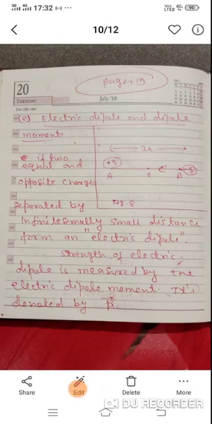Why am I taking it as 2a? This is just because when I calculate the electric field due to an electric dipole further on, the calculation will be easier for us. So dipole length is always 2a. If two equal and opposite charges are separated by an infinitesimally small distance, this distance 2a is very small, at the atomic or molecular level, that forms an electric dipole.